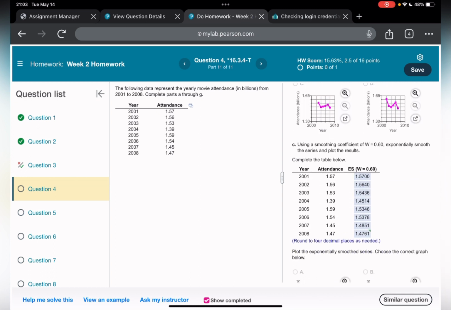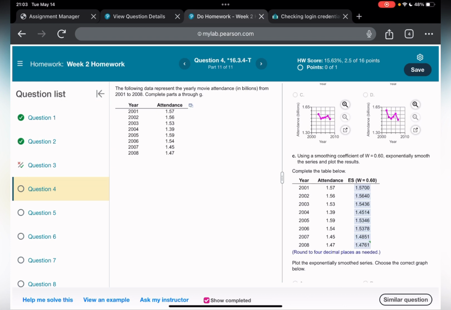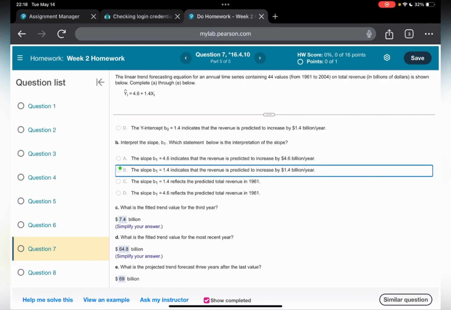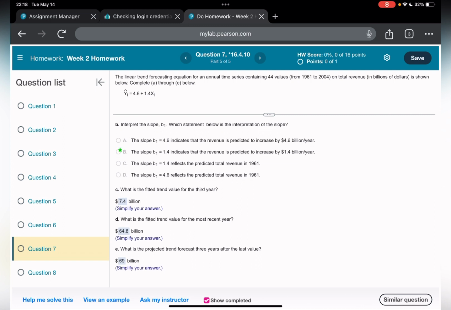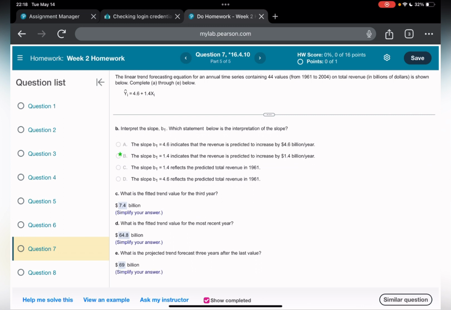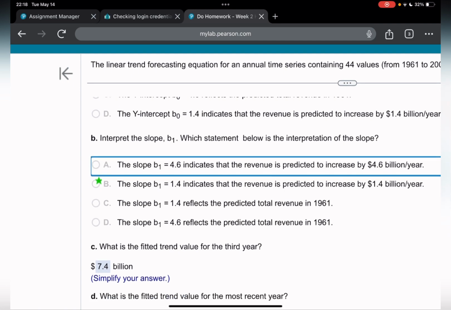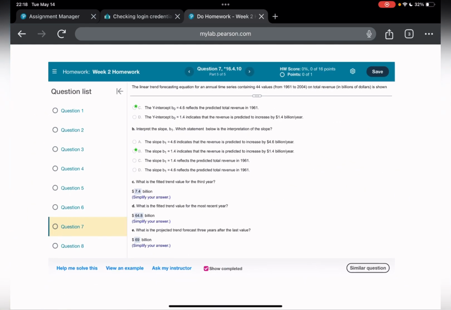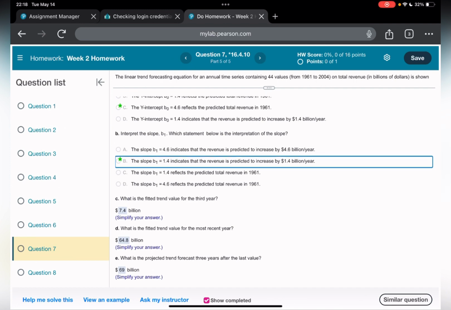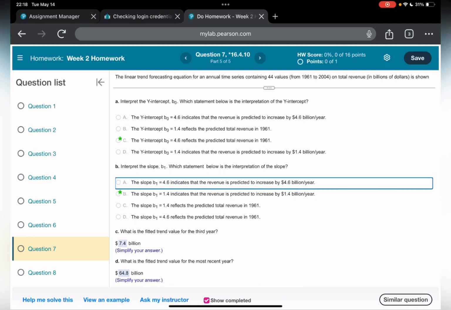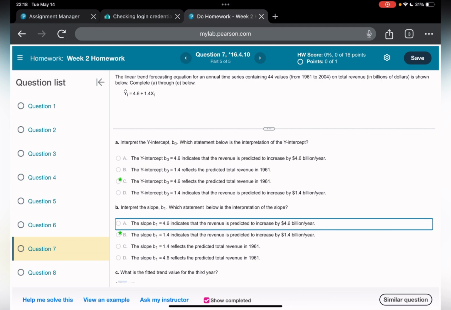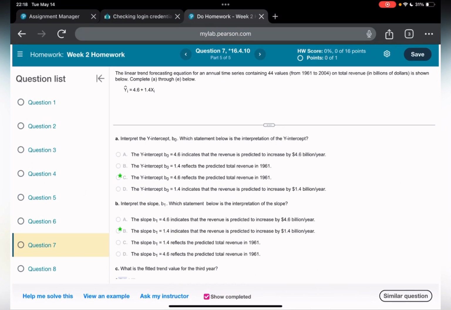Okay, for question number 3, for C, what is the fitted value for the 3rd year? We are going to use this formula: Y bar is equal to 4.6 plus 1.4 xi. Xi, for the 3rd year, is going to be 2, right? So you plug in 2 and do the math here: 4.6 plus 1.4 times 2 and get the result.